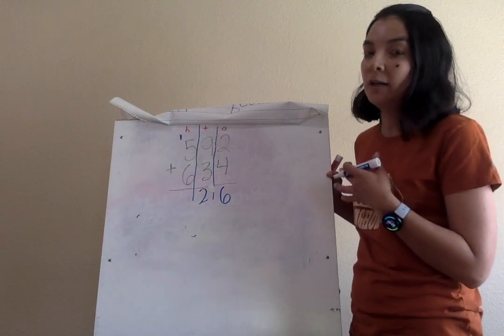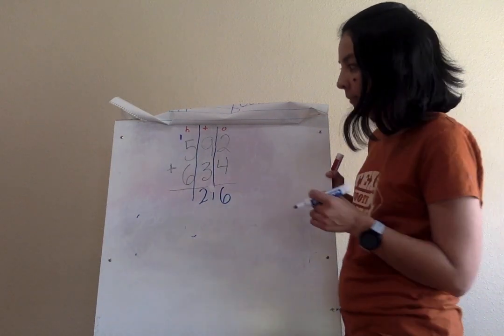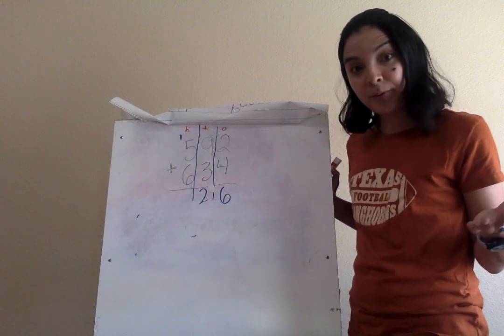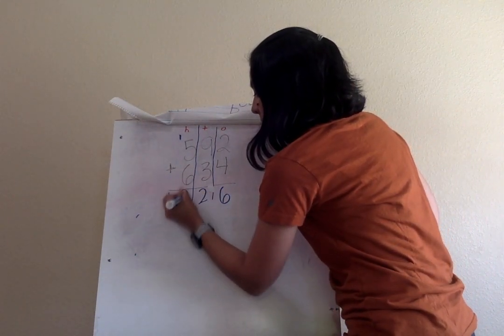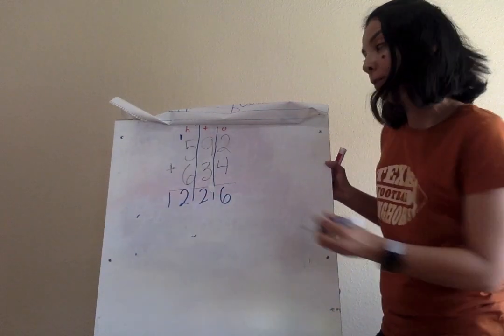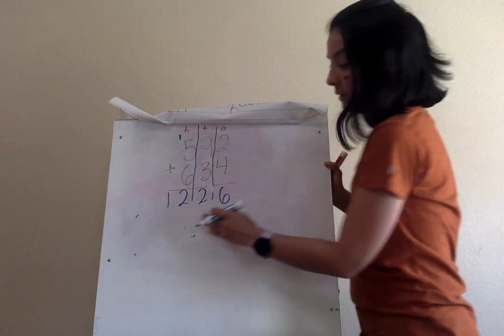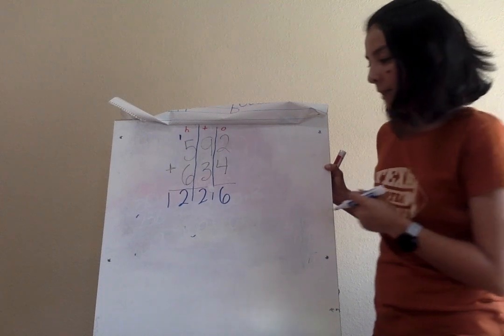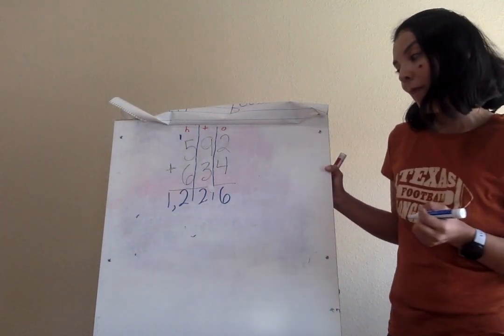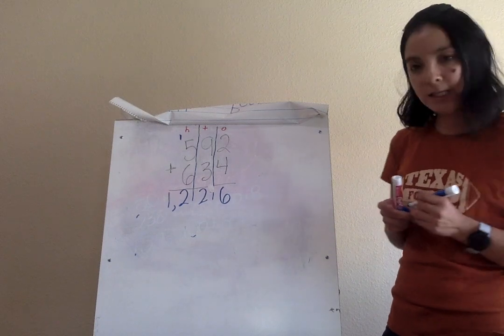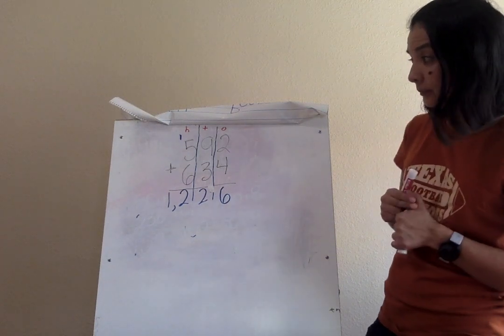And this is a question that I would get in my classroom all the time. Because this is the end of our problem, I just need to write down my answer. There is nowhere for me to take a next door. So I am just going to write the whole answer. And I need my comma, so it will read 1,226.